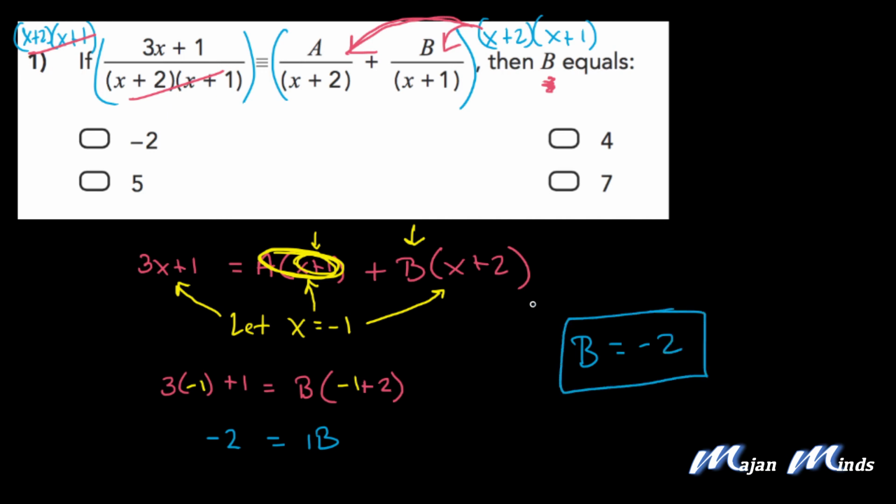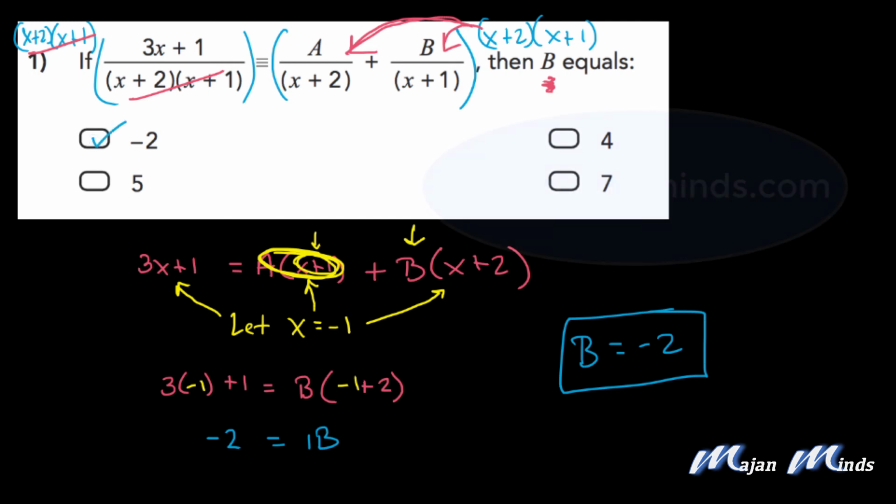And I could go on and do more stuff, but that's really all the question asked. What does b equal? So the answer is -2.